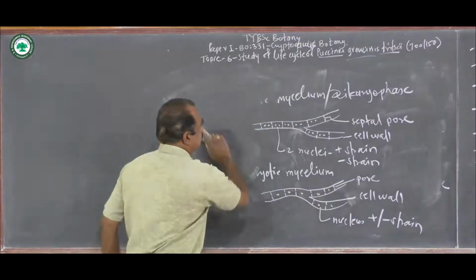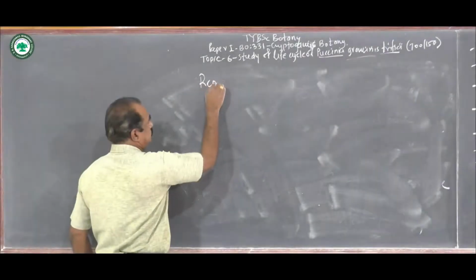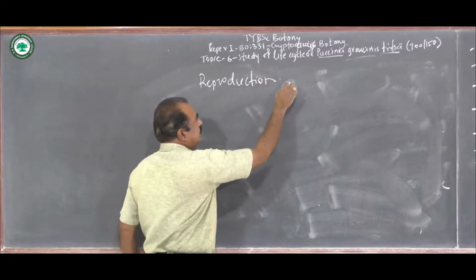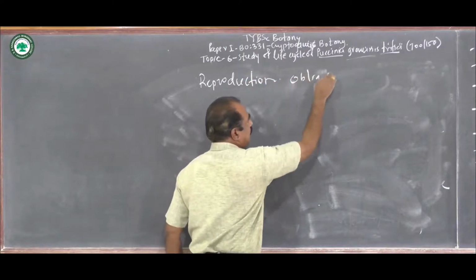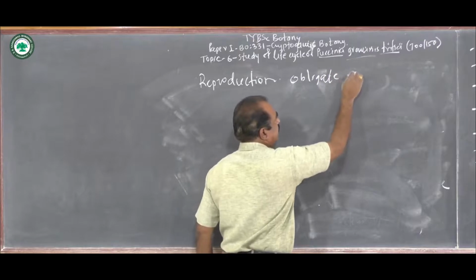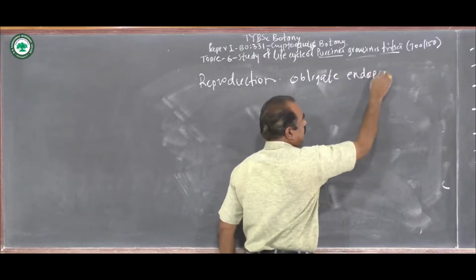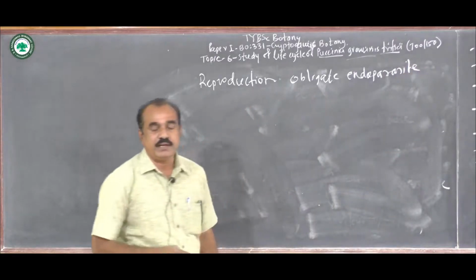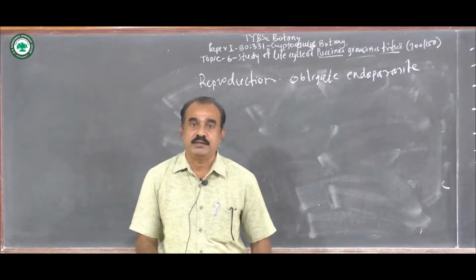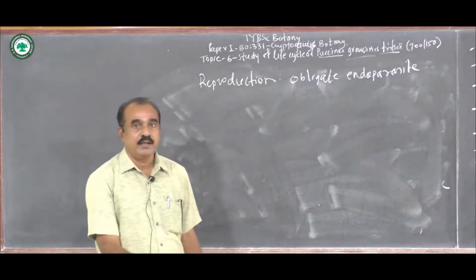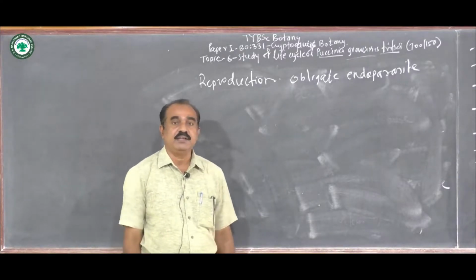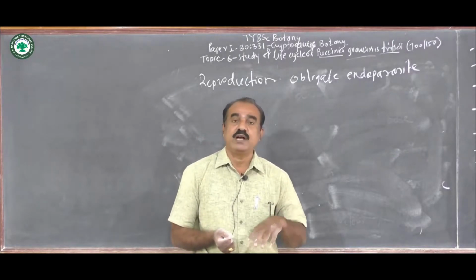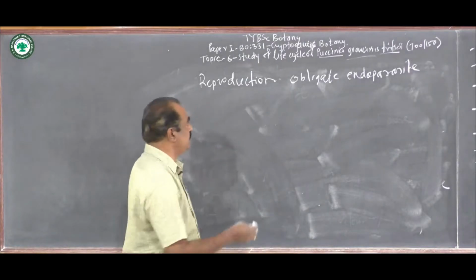Now about the reproduction. It is an obligate endoparasite. So this Puccinia is the obligate endoparasite, and it is found in the wheat and also in the barberry. As it is a parasite, it takes ready-made food material with the help of haustoria, and haustoria are also of 2 different types like this.